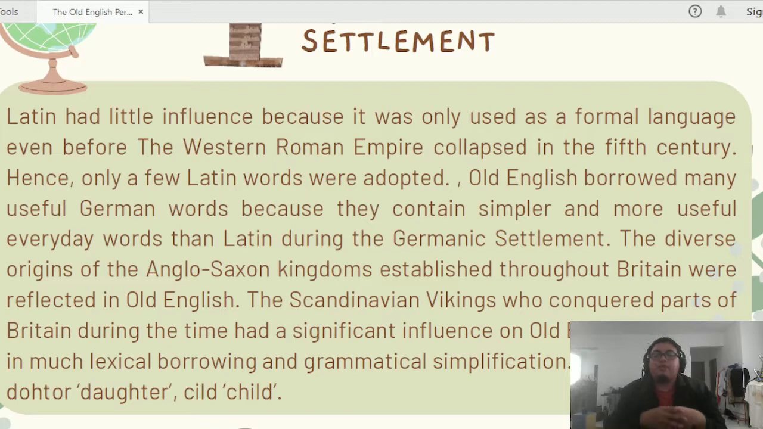So, Old English, which is the earliest form of the English language, was spoken and written in Anglo-Saxon Britain from 450 until 1150. Thus, it continued to be used for some decades after the Norman conquest of 1066.